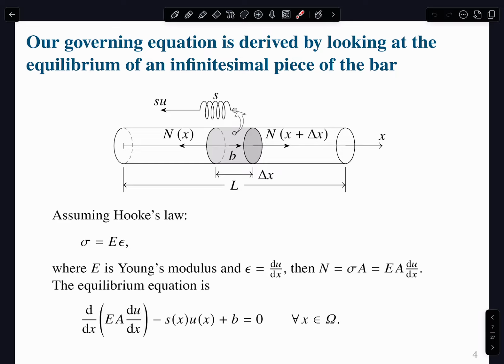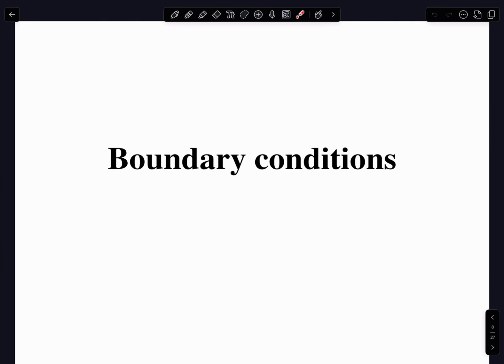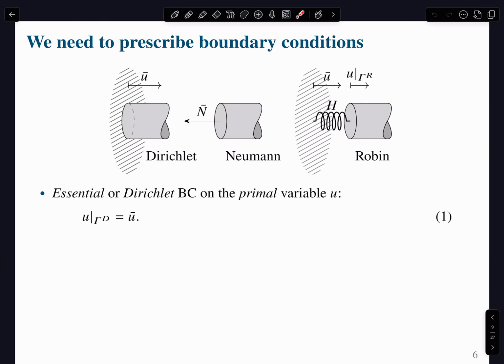But this is not enough. We have a second derivative. Of course, we cannot solve it. What do we need to solve this equation? We need the boundary conditions, right? Because when we try to integrate this function twice, because we have a second order derivative, then there are going to be two constants of integration, and those constants of integration have to be determined by boundary conditions. So let's talk a little bit about that.